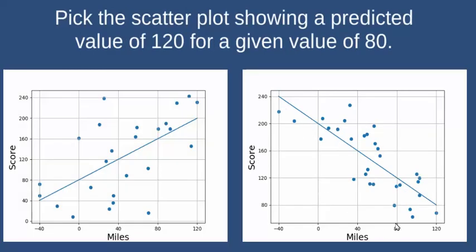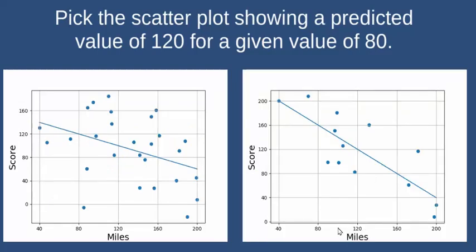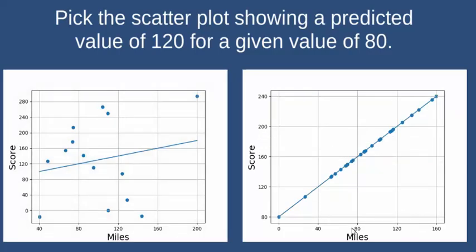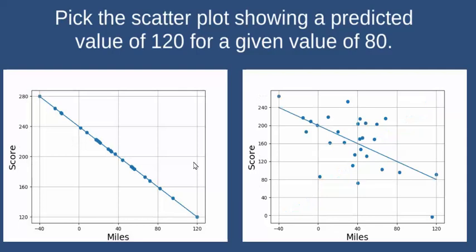Now over here, for a given value of 80 miles, the predicted value is 120 as a score. Over here, for a given value of 80 miles, the predicted value is 160. That's not the answer, so it must be this card on the left. For a given value of 80 miles, the predicted value would be 160 using this best fitting line. This isn't the correct answer, so it must be the one on the left. For a given value of 80, predicted value is 160. Again, we go with the card on the left.